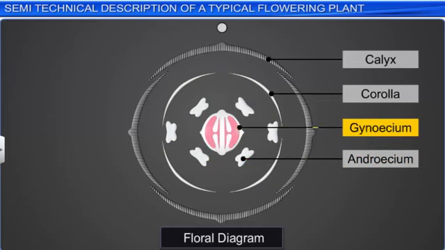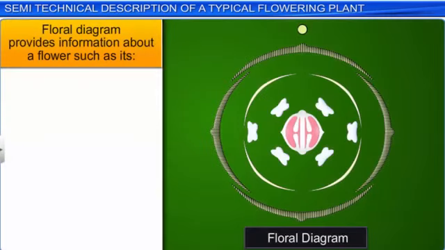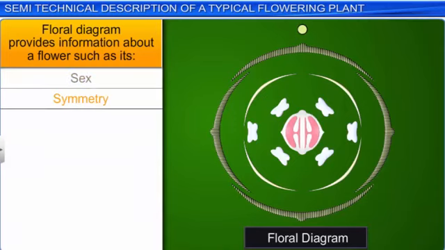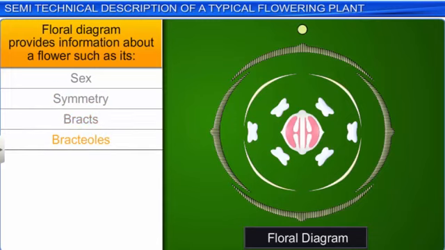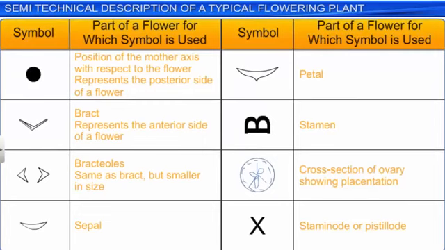The floral diagram presents information about a flower such as its sex, symmetry, bracts, bracteoles, the number of floral whorls, the calyx, corolla, androecium, and gynoecium. Like in the floral formula, various symbols are used while drawing a floral diagram as shown.